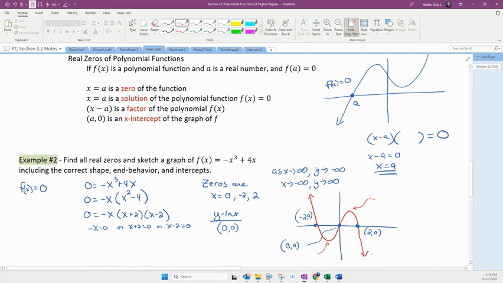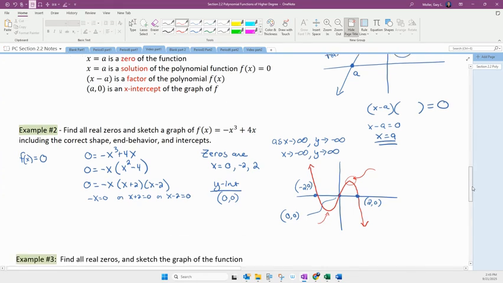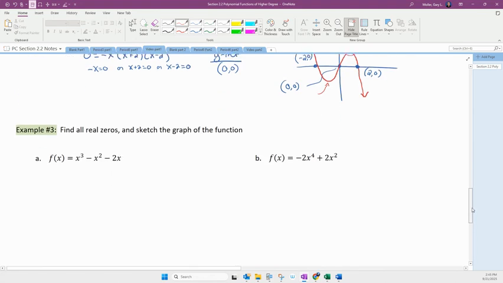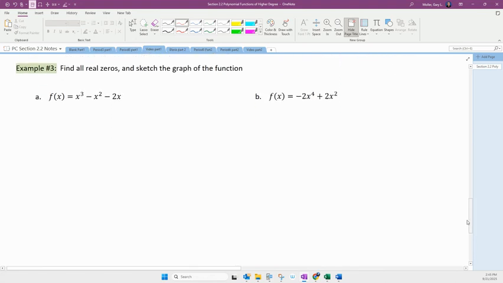And that's why you'll notice I did not use graph paper, because I wasn't worried about the scale, because I don't know what this is. This could go all the way to 100 for all I know. But I know that this general shape is correct. And that's the level that we need for polynomials. All right, example 3. Let's just kind of repeat that and find all the zeros and then sketch the function.